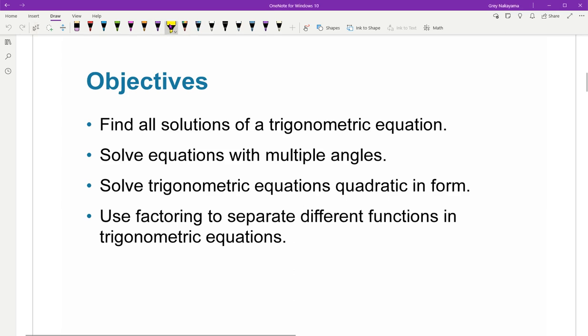All right, so the types of problems we're going to be doing here. First off, we're going to solve equations where we have to find all the solutions. Then we're going to find solutions where we have multiple angles involved. We're going to solve some that are quadratic in form. And then we're also going to use some factoring, simple factoring.